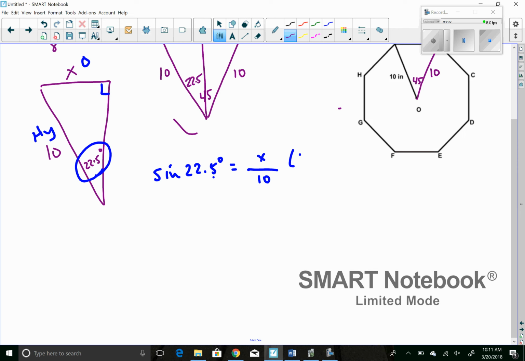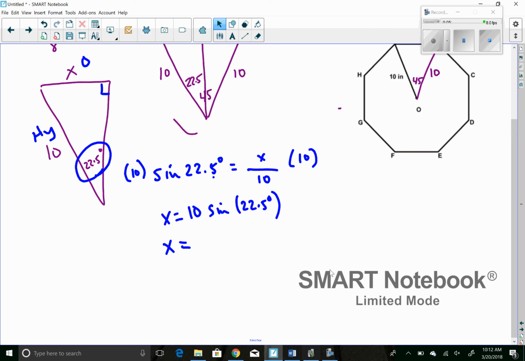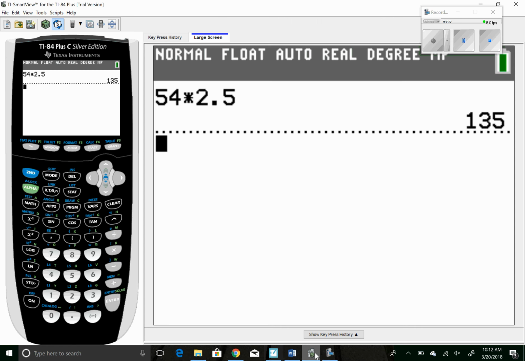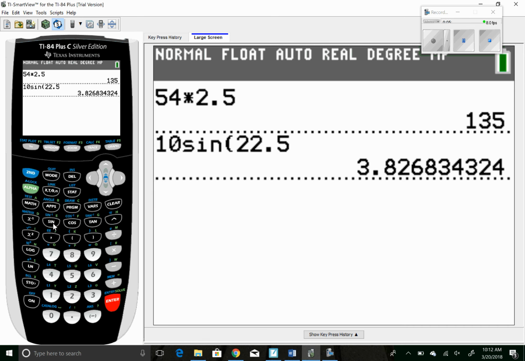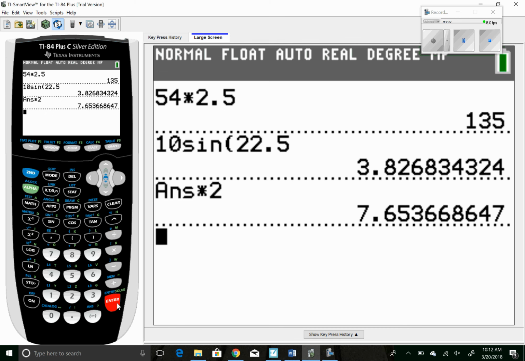I then can multiply both sides by 10. So I have x equals 10 sine of 22.5 degrees. And that's going to allow me to find half of one of the sides, because that's what x represents. So if I type that into my calculator, we'll do 10 sine of 22.5. That comes out to be the length of half of a side. So if I multiply that by 2, I know the length of one side.